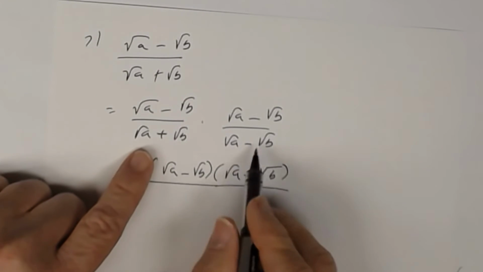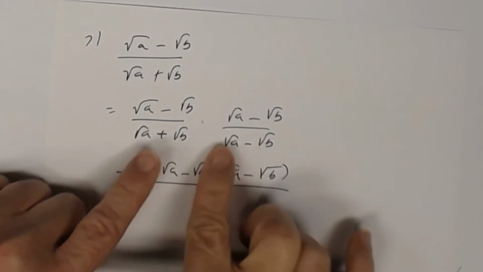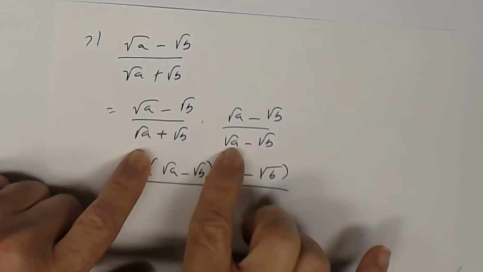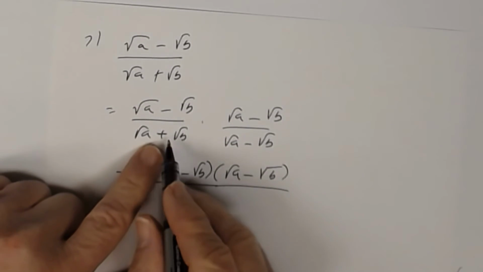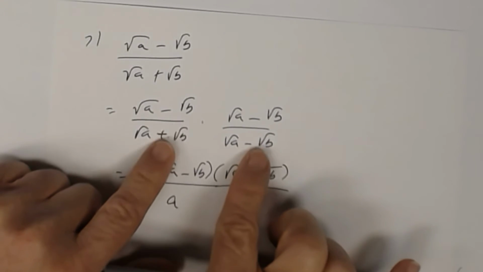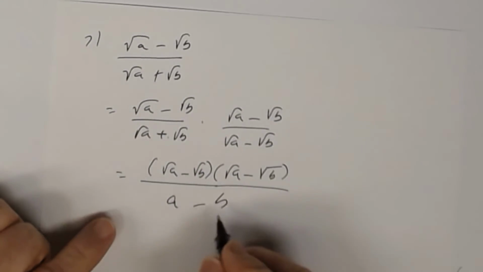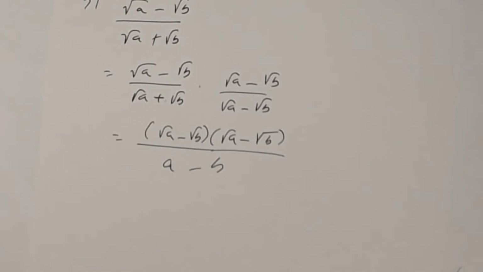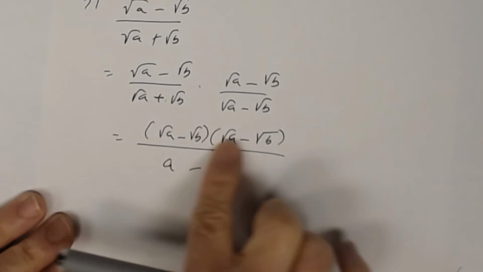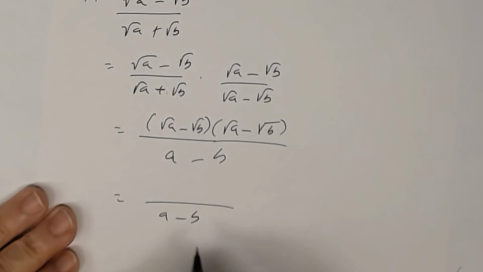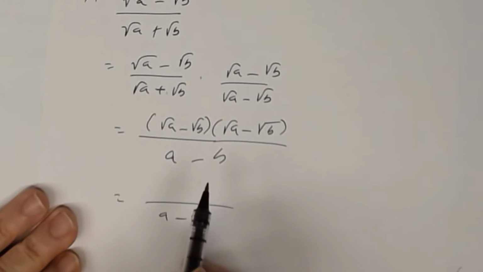The denominator, those are conjugates. So the outer and the inner will be 0. So let's just look at the first and last. The square root of a times the square root of a is a. Now let's do the last. A positive times a negative is a negative. And then the square root of b times the square root of b is b. So my denominator is just a minus b. Okay. Now let's follow the numerator out. So I know my denominator is just a minus b, and I cannot combine those. Those are not like terms.